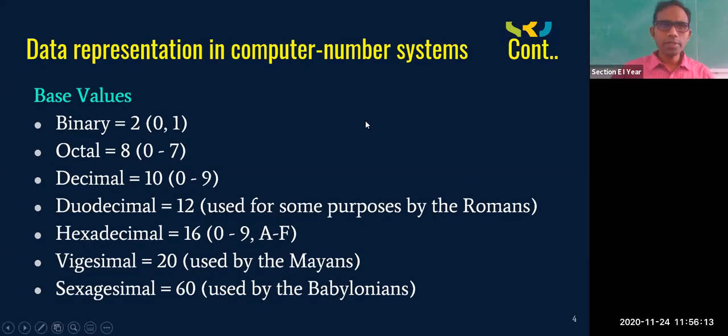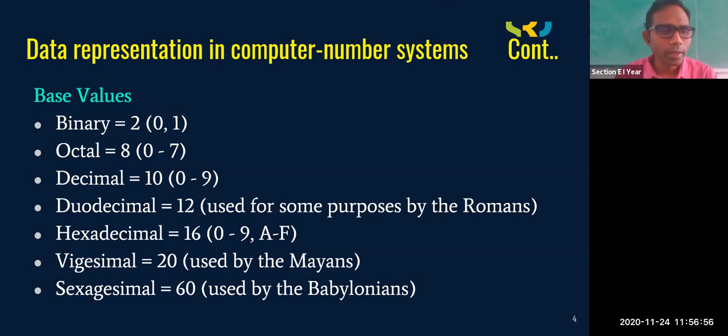Coming to data representation in computer number system, we have base values. First one is binary. The base value is 2 and the allowed characters are 0 and 1. Coming to the octal number system, we have 0 to 7, that is base 8. Decimal is base 10, 0 to 9. Duodecimal is base 12, used for some purpose by the Romans. Romans created this one. This we don't study in our present syllabus. Then hexadecimal numbers: 0 to 9, then A to F. 16 digits will be there. 0 to 9. After 9, if you get 10, you replace the value 10 with A, then B, C, D, E, and F.